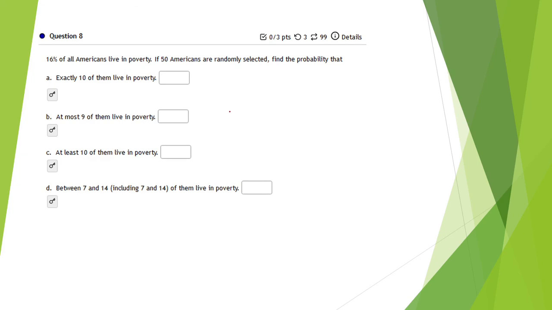You can do these questions by hand, but it's going to take a lot of work. So it's better to use the statistics calculator that's provided for you. For part A, I'm looking for the probability that exactly 10. So I'm looking for the probability of x being exactly 10. For part B, I'm looking for the probability at most 9. So that is the probability of x being less than or equal to 9. For part C, it's at least 10. So that means 10, 11, 12, 10 and more. So the probability of x being greater than or equal to 10.